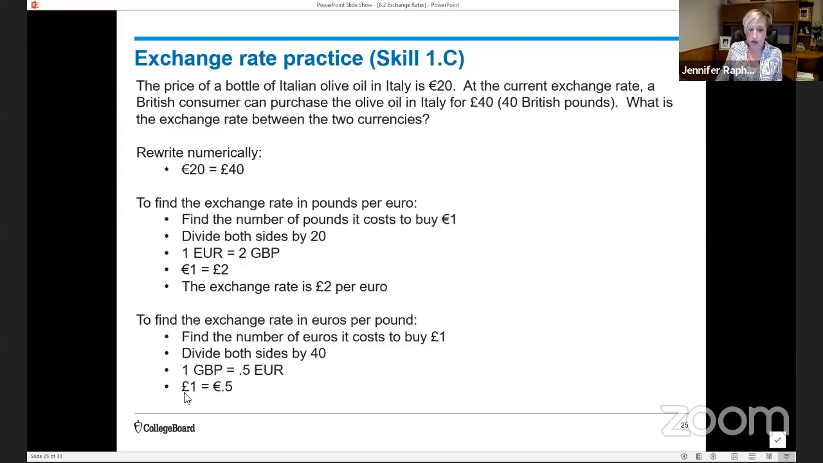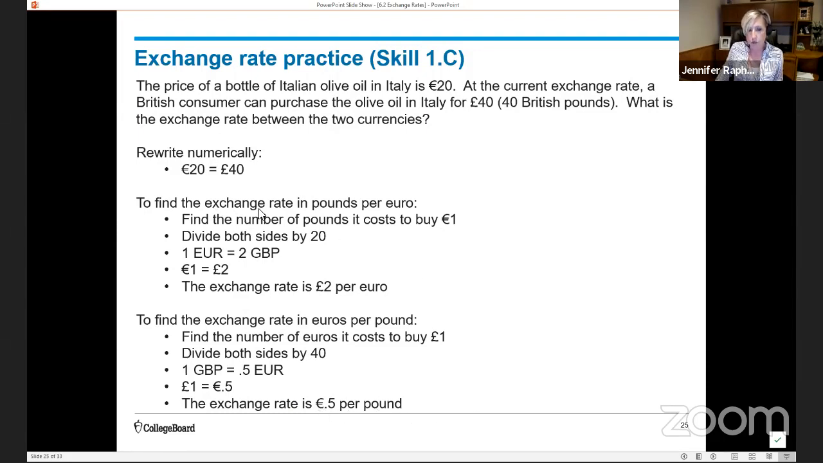Or we can express it using the signs. 1 pound equals half a euro. So now the exchange rate is half a euro per pound. So see that when the exchange rate is 2 pounds per euro, the exchange rate can also be expressed as half a euro per pound.